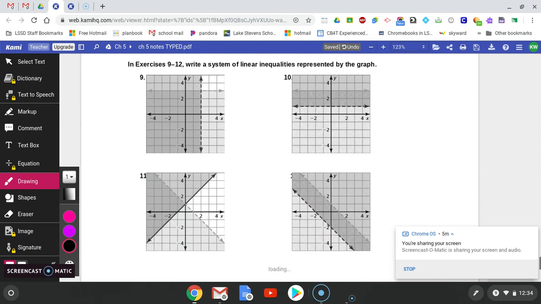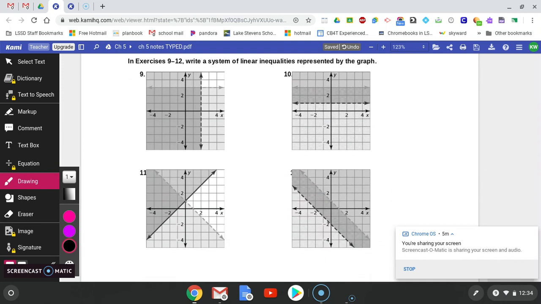Take a look at the next one. So for the next ones, they've given us a graph and we're asked to write what the system is going to look like. So we want to write what the two inequalities are going to be. So let's take a look at our first one. If I take a look at this dotted line right here, that is the line x equals 2.